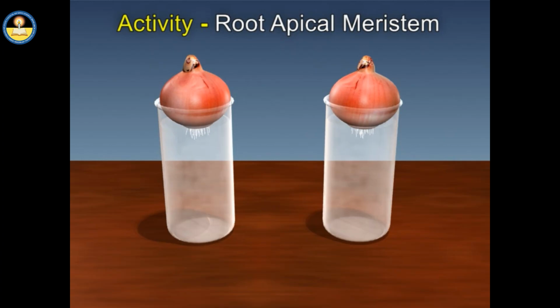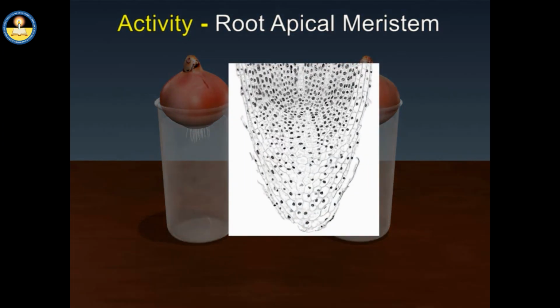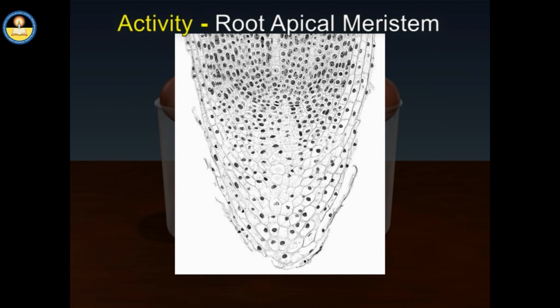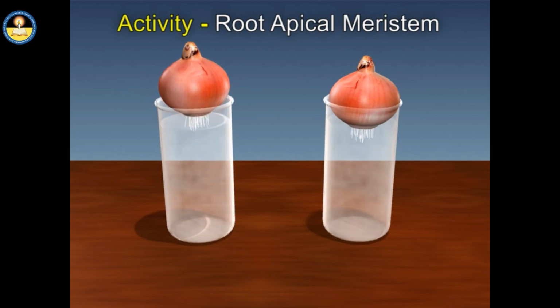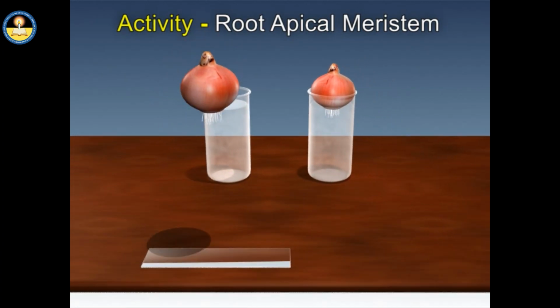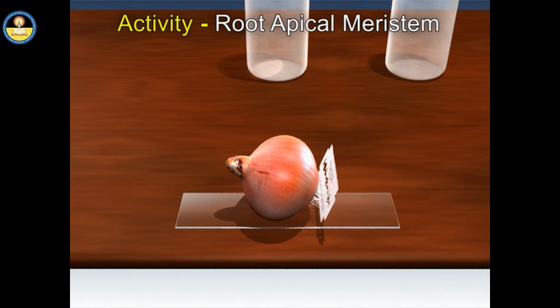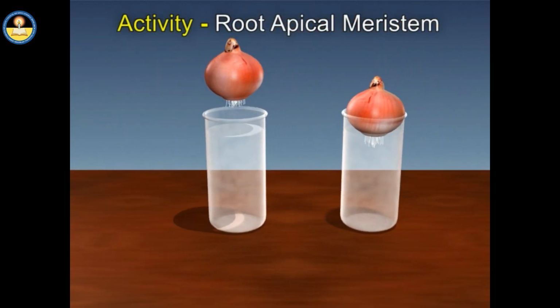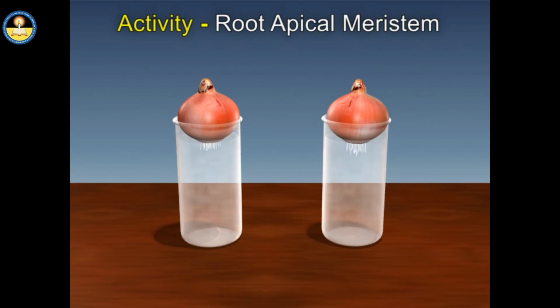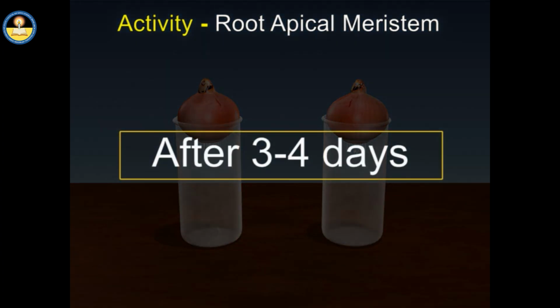Allow onions to grow. Observe the growth of the roots. The apical meristem, present in the root cap region, contains the highest percentage of dividing cells. Take out one bulb and cut its root tips. Put it again in the same position. Observe both setups after 3 to 4 days.